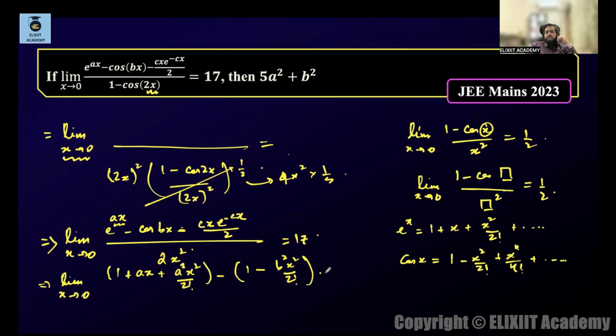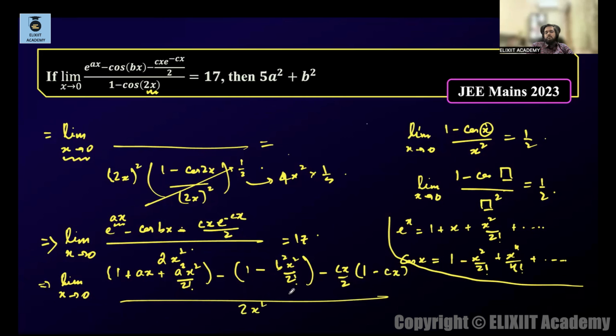Similarly, we have minus of cx by 2, and then we have the expansion of e raised to the power of minus cx, which is 1 minus cx. Only two terms are needed. Why? Because cx into cx, or x into x, will become x square. In the denominator, we have 2x square, so only till x square terms we need. Okay, now what can we do from here?